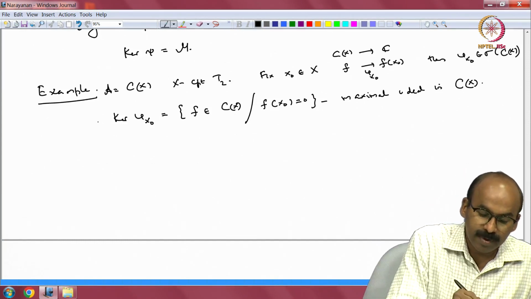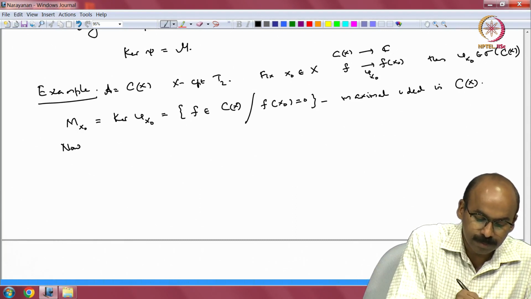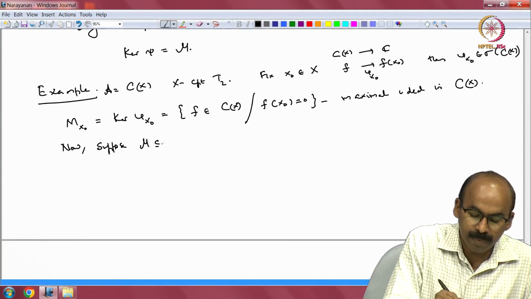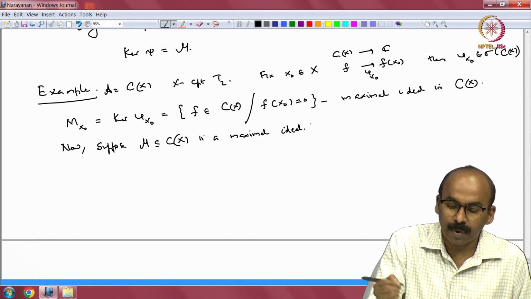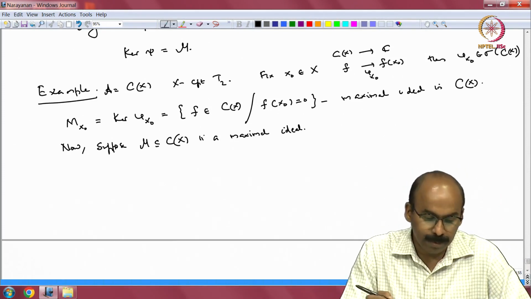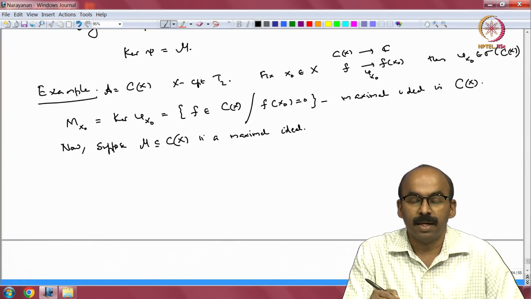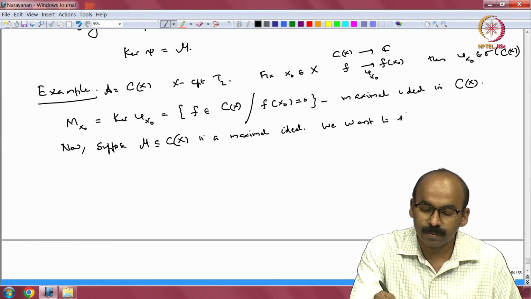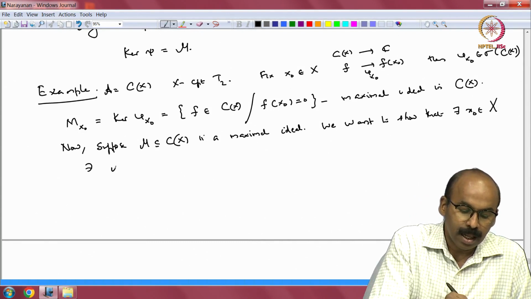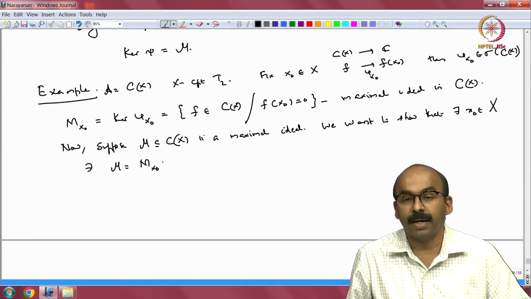We will call this M sub x naught. Clearly it is a maximal ideal. Now suppose M is a maximal ideal. Remember the pointwise product is the product in the Banach algebra, ideal meaning with respect to that product. So you have a subalgebra such that when you multiply with any function in C(X), you still land there. We want to show that there exists x naught in the space X such that M is equal to M sub x naught, so all the functions will vanish at a point.